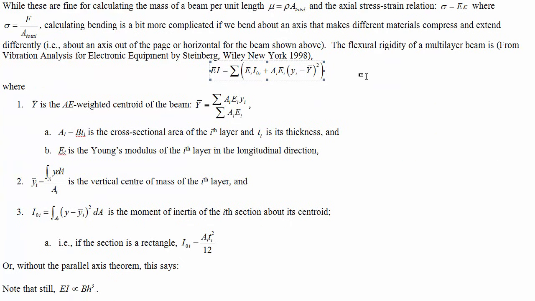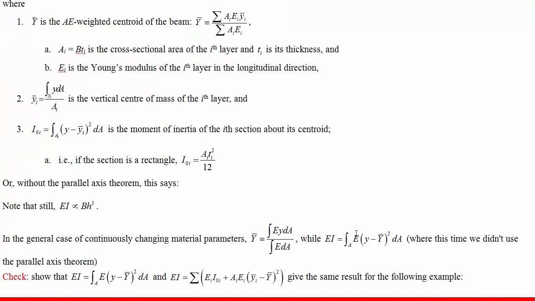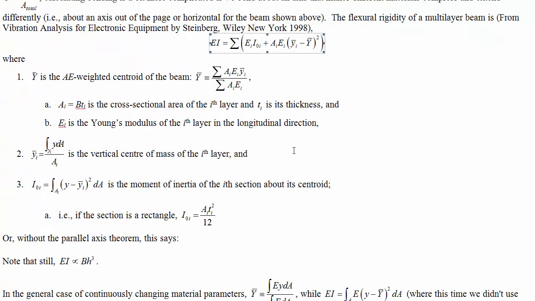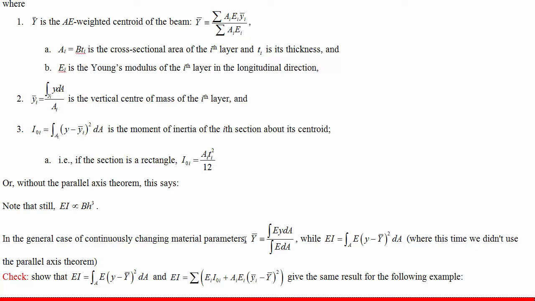If you don't like the parallel axis theorem, that's okay. You can just use the integral version of this formula instead, and say that the centroid of the whole thing is the same calculation as the previous centroid, except now we're going to be weighting it by Young's modulus, which could change. And the flexural rigidity is similarly weighted by Young's modulus.